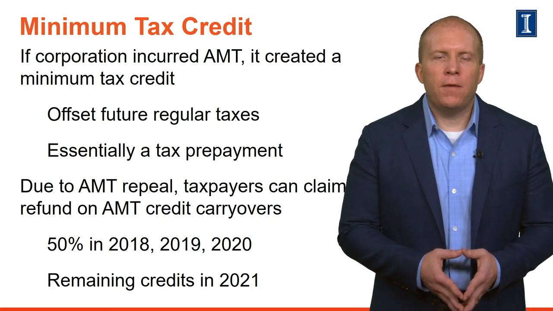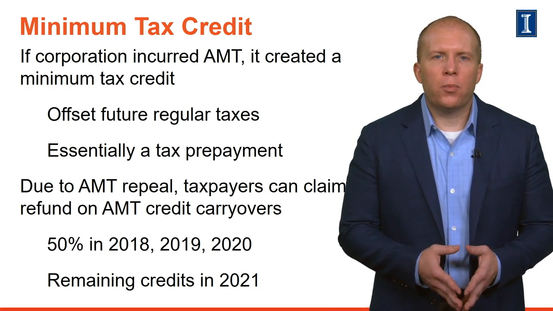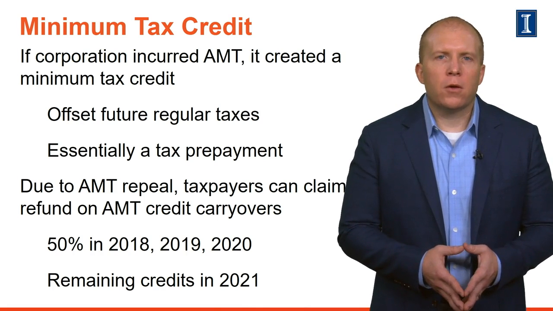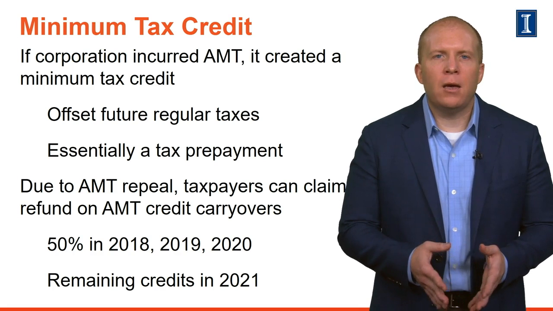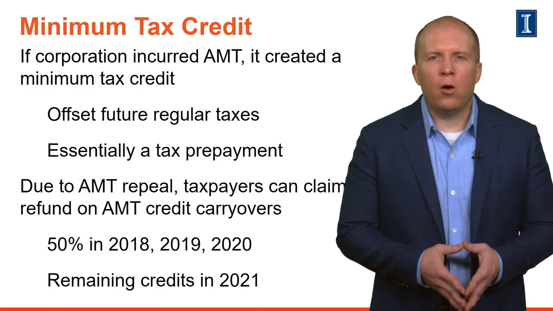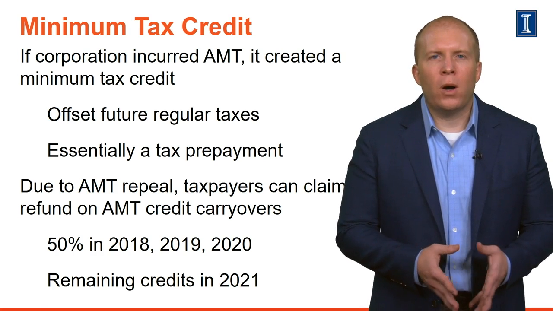Note that a corporation received a minimum tax credit if it paid AMT. This credit could be used to offset future regular taxes. In essence, AMT was a prepayment on corporate preferences and AMT adjustments. This minimum tax credit is precisely why you are learning about AMT despite its recent repeal. In particular, corporate taxpayers may claim a refund on 50% of remaining AMT credit carryovers in 2018, 2019, and 2020, and a refund on all remaining credits in the tax year 2021. Thus, you will still see aspects of AMT on current and future tax returns for a while longer.